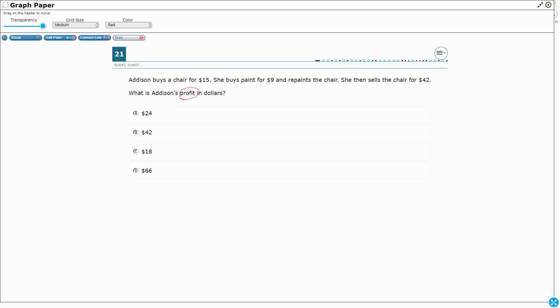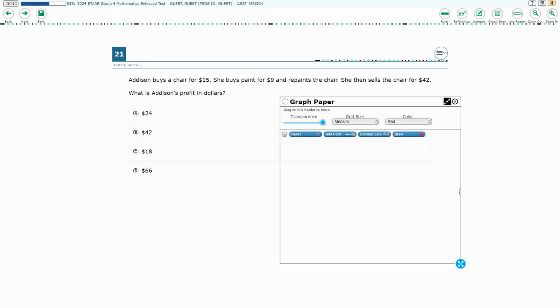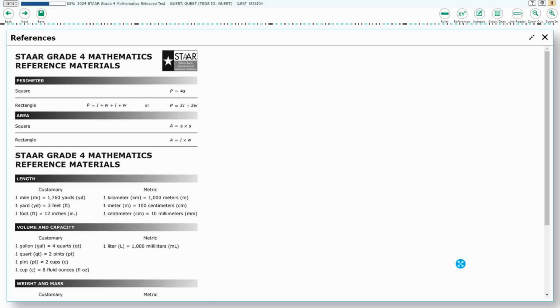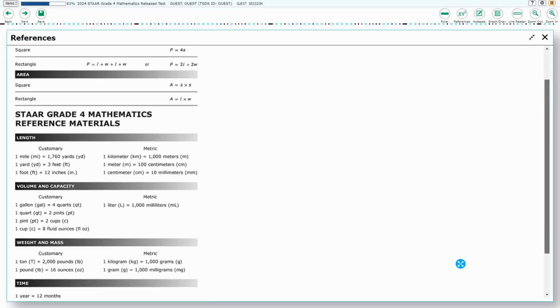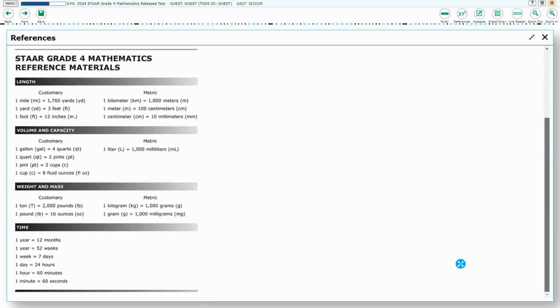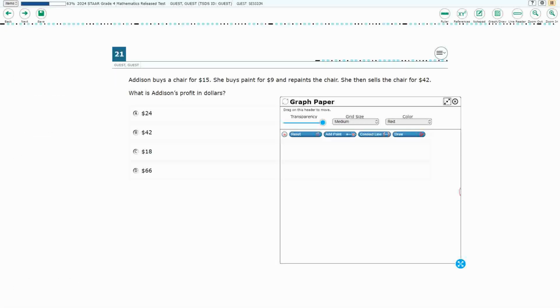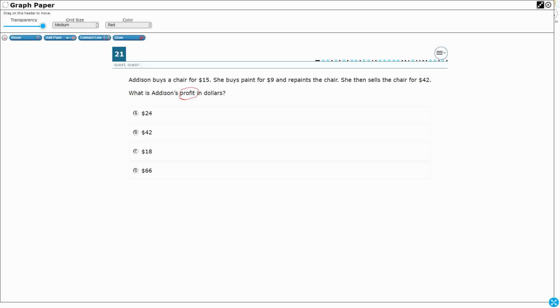But if we don't know what that word means, we are not going to be able to answer this pretty quickly. If we look at our reference materials, it's not going to be there. There's nothing in there with vocabulary about profit, so that's not going to help us. So this is a concept that we need to understand before we come into the actual test. So let's figure out what profit is first.